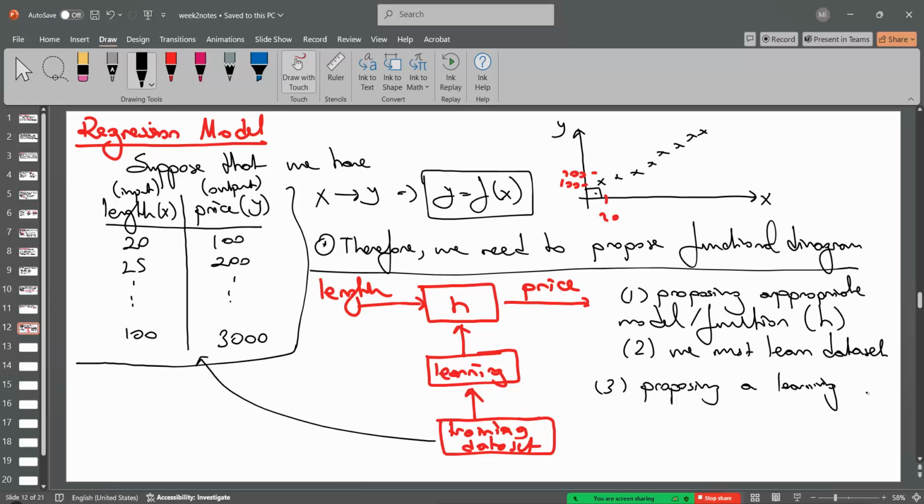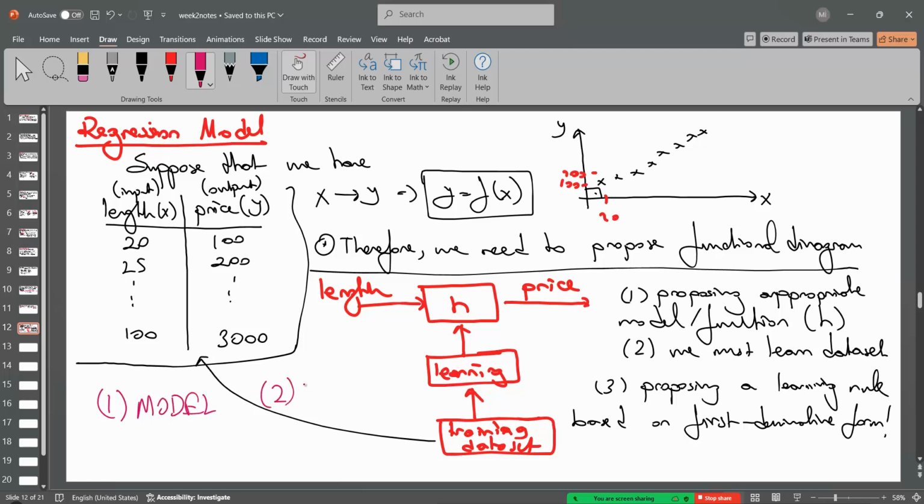Otherwise we cannot learn it based on first derivative formation. We will talk about it. Okay, so in summary we can write it. We need to use the model. We need to propose it. In the second place, we need to give the learning rule, and after that we need to create the energy function.